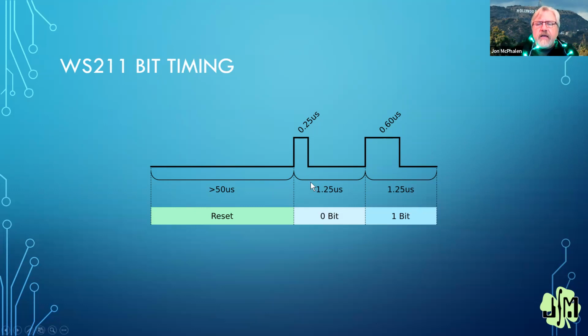But here's the timing. You'll notice this period is always 1.25 microseconds for 800 kilohertz. A 0-bit has a narrow pulse and a 1-bit has a wider pulse. So it's asynchronous serial, but done with bit width.